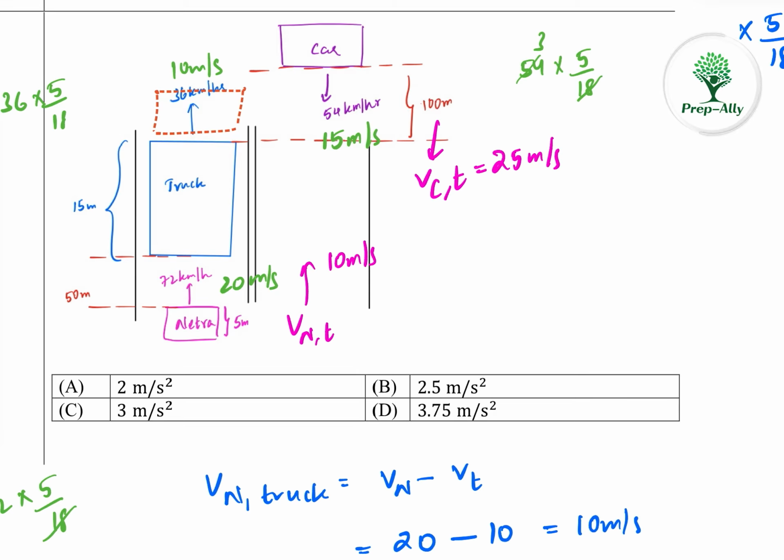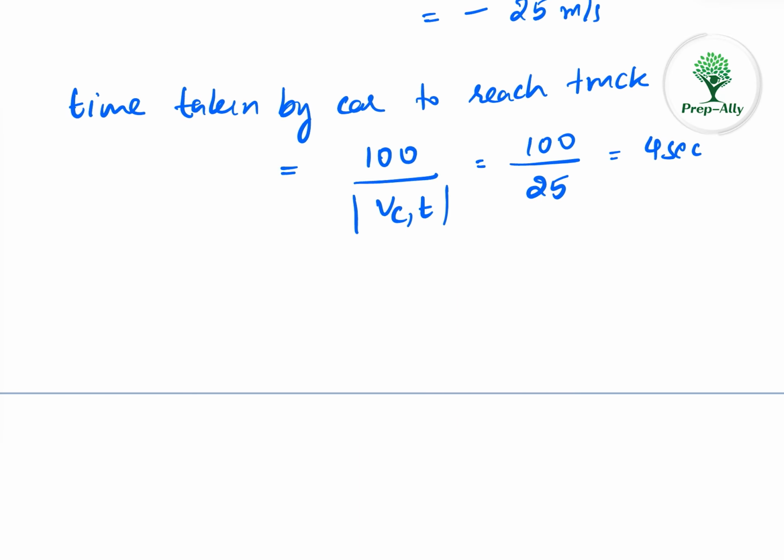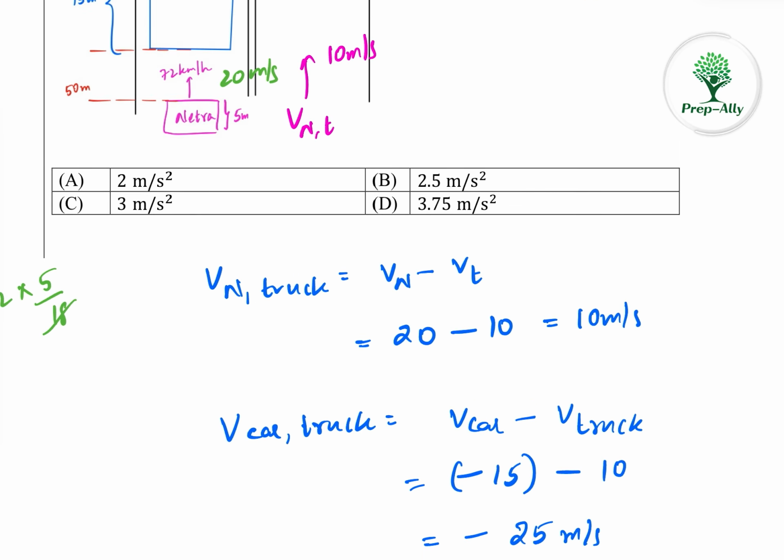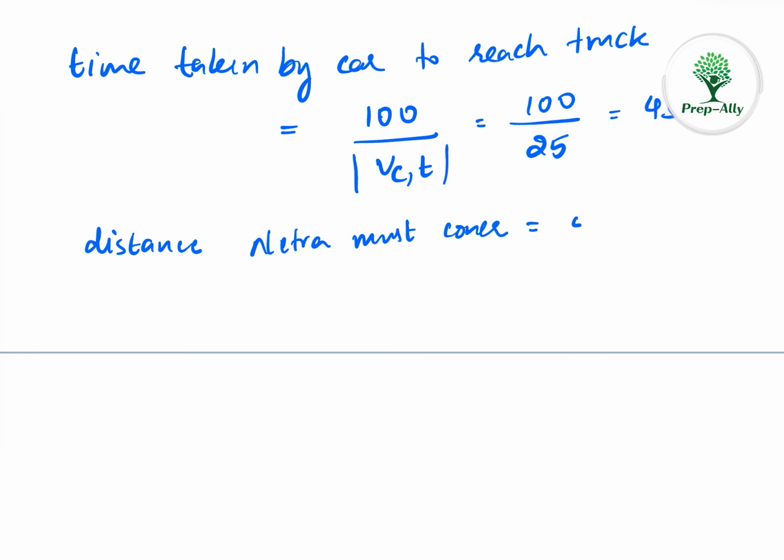So now we can conclude then that the distance Netra must cover, that is, if you see the 50-meter separation between the truck and her car, the length of truck 15 meter plus length of her own car, that is 50 plus 20, 70 meter. Now Netra has to cover 70 meter within 4 seconds for her to be safe.